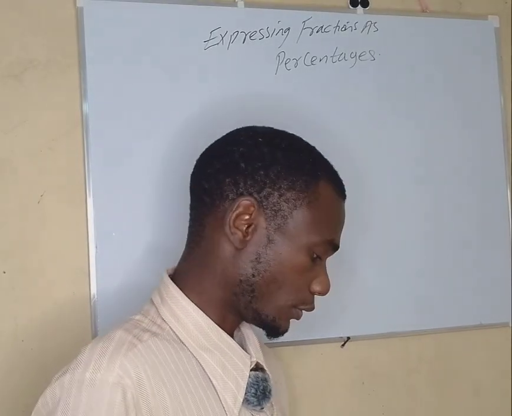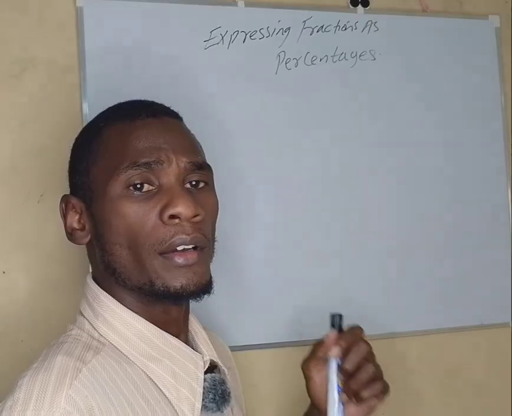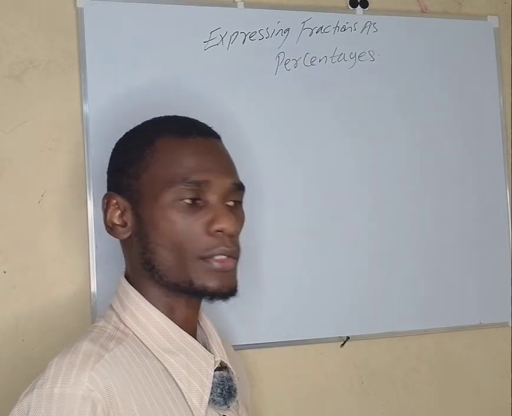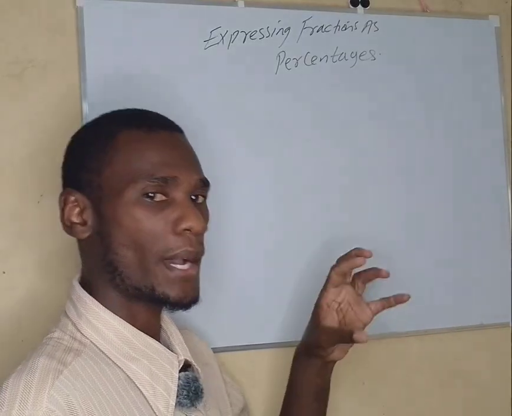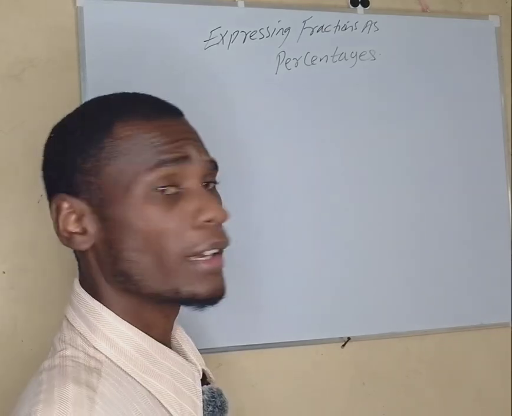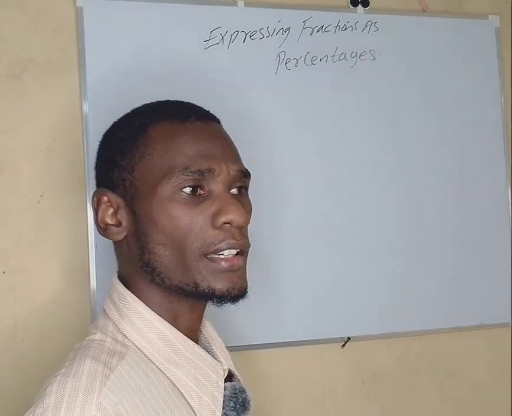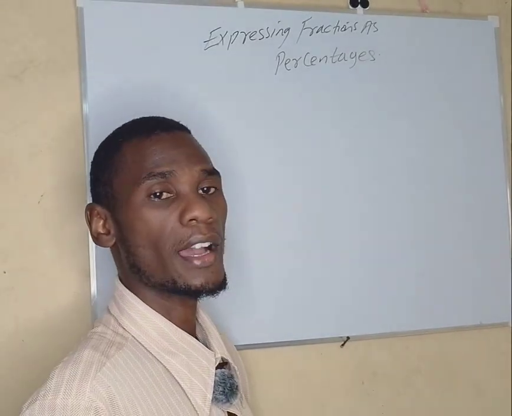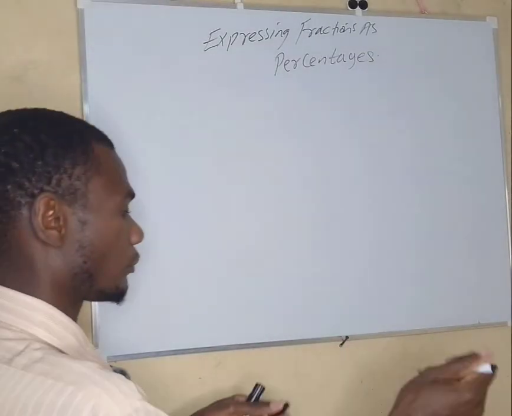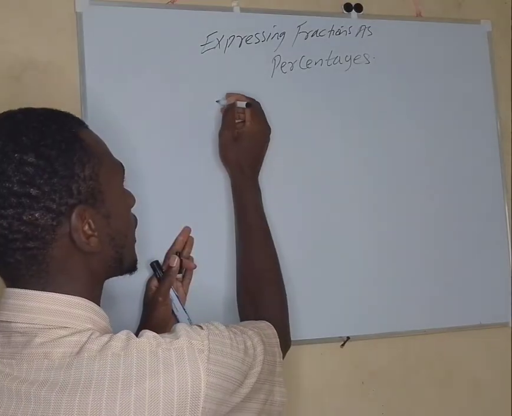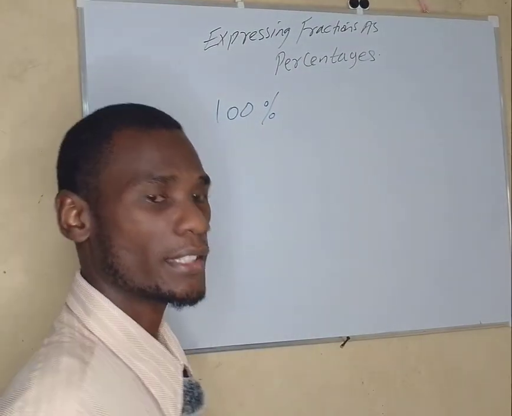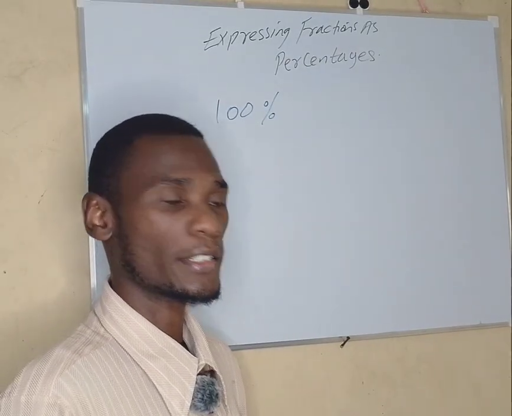Now, as we know, a fraction is part of a whole. So when we talk about a fraction, we are talking about part of a given number, not the whole number. As well as when you talk about percentages, percentage is ranked out of 100, and we use the percentage sign. Percentage is always out of 100.